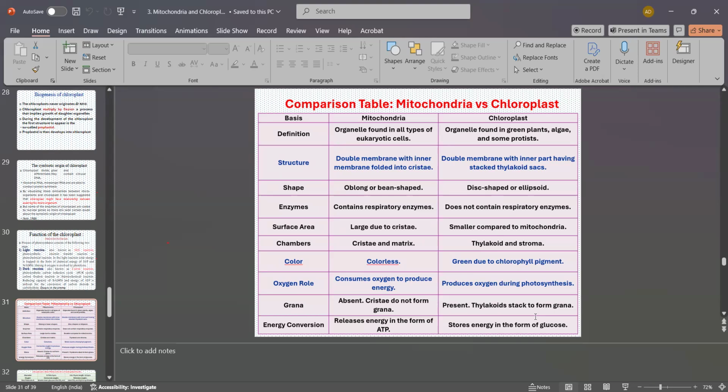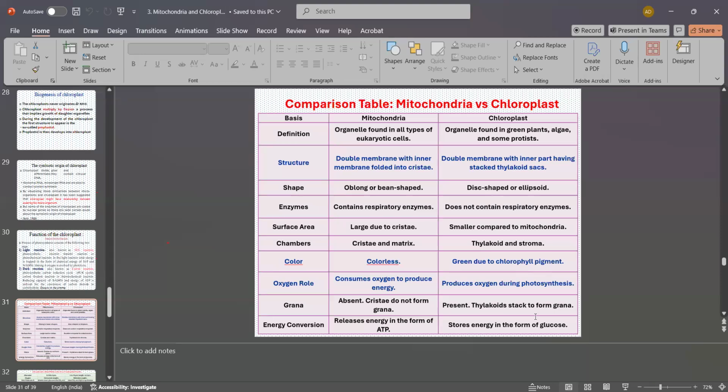Then structure: mitochondria have a double membrane with the inner membrane folded into cristae. The chloroplast also has an inner membrane and outer membrane; the double membrane is also present. Shape: mitochondria are oblong or bean shaped. Chloroplast is disc shaped or ellipsoid. Enzymes: mitochondria contain respiratory enzymes; chloroplast does not contain respiratory enzymes. Surface area: large due to the cristae in mitochondria, smaller in chloroplast. Chambers: cristae and matrix; thylakoids and stroma. Color: colorless; green due to chlorophyll pigments.